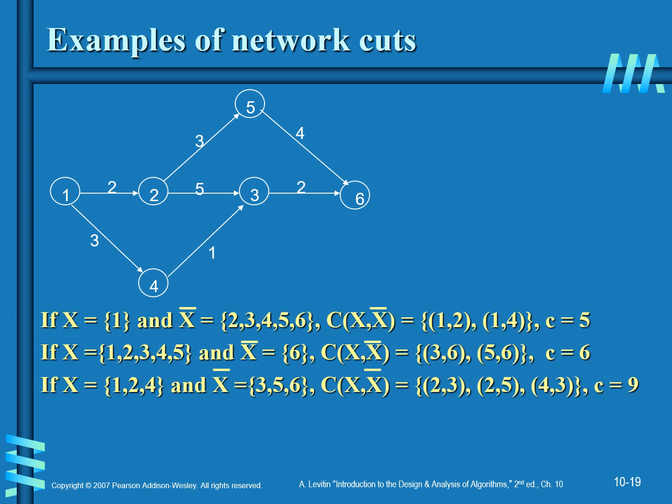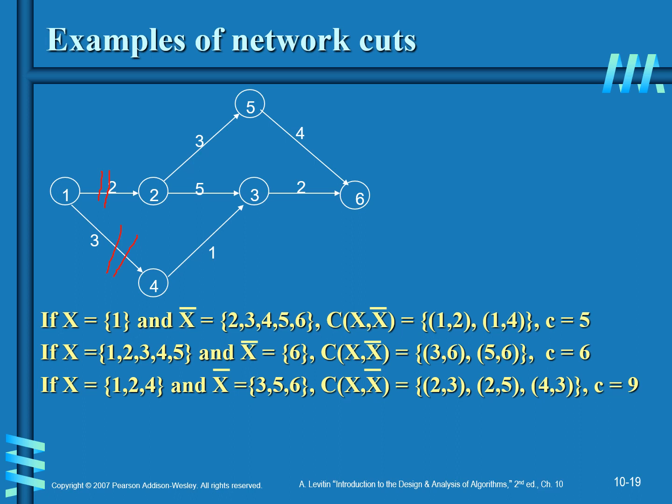So here there are 3 cuts. C of x comma x bar is equal to {(1,2), (1,4)}. If you remove these edges, 1 to 2 and 1 to 4, from this graph, can you reach from 1 to 6? No, it is not possible, because in order to reach 6, you have to come via 2 or 4 from 1. So if you remove these two edges, you cannot find a path from source to sink. So that is one cut. The cut is nothing but the set of edges (1,2) and (1,4).